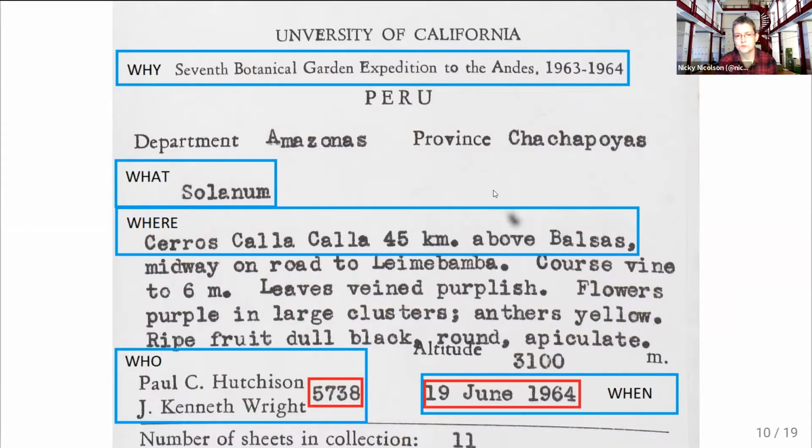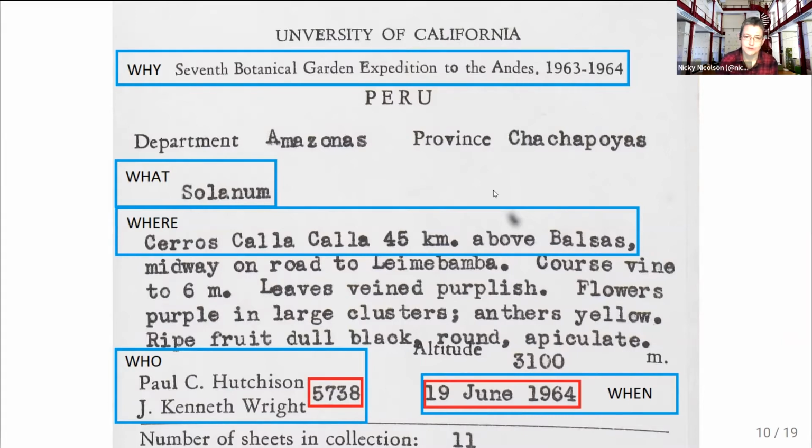So when collectors work in the field, they each assign a collector number to their collecting events, and that helps them tie together the physical material that they pick up and the notes that they make in their field book. So all those things can be tied up together. And this is entirely self-managed. So Paul Hutchinson has put 5738 as his collector number on this collecting event. And he will send that sequence as he does his work.